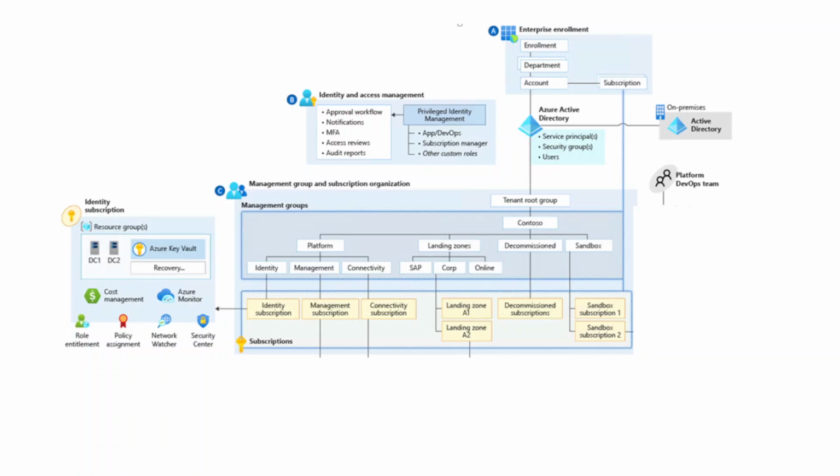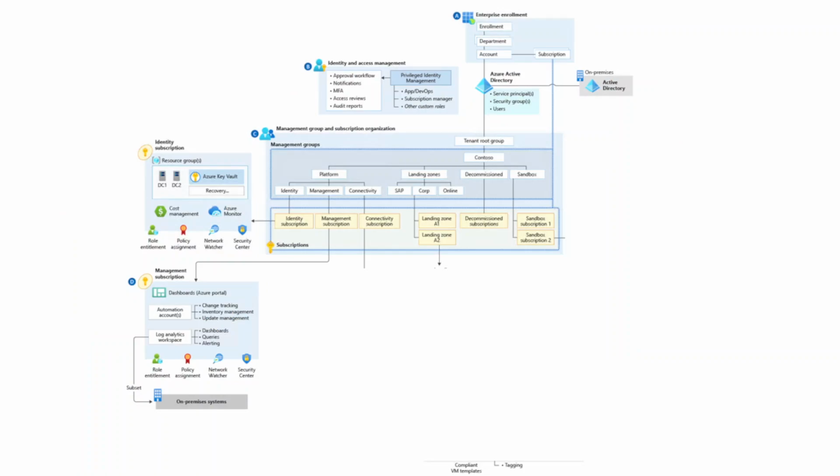What comes into the identity subscription is the domain controllers, which would be the extended AD from the on-prem. The other things we can have in the identity subscription are of course Azure Key Vault and recovery services. There are a few common parameters that we usually have on each and every subscription, like RBAC, policy assignment, network watcher and security center. This is common across all the subscriptions that we create. We ought to have cost management as well as Azure Monitor in place for all the subscriptions. So we have a separate subscription for identity, and all the workloads related to domain controllers and DNS servers go into this subscription.